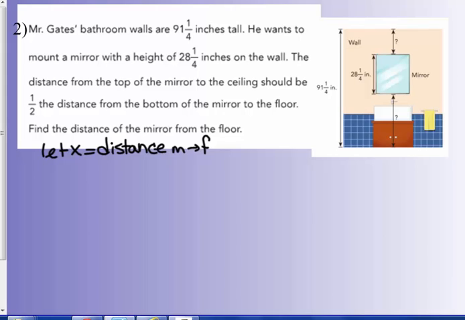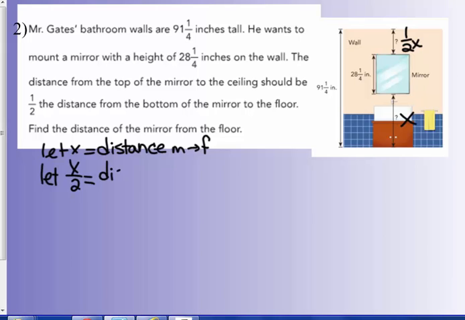Mr. Gates's bathroom walls are 91¼ inches tall. He wants to mount a mirror with a height of 28¼ inches. The distance from the top of the mirror to the ceiling should be half the distance from the bottom of the mirror to the floor. So this is half what I called x, which was this. I'm drawing on the picture. I'll let 1/2 x, or I could say x over 2 to be consistent with what I did last time.